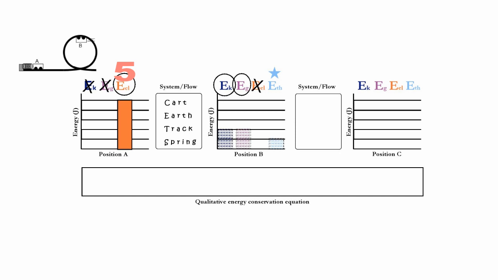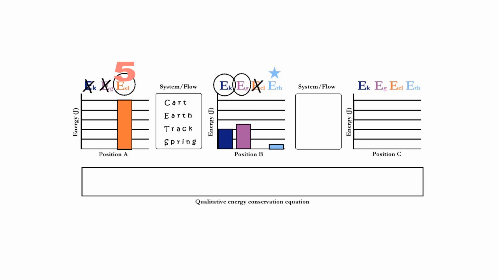Let's look at some possible solutions. Is this solution correct? Yes, 2 units of EK plus 2 units of EG plus 1 unit of thermal energy equals 5 units of energy, and we have some in each of our required columns. Is this solution correct? It's not correct. Can you explain why? Notice that the solution does have 5 units of energy, but it is missing thermal energy. Remember that there was friction, and our star above ETH reminds us of that.